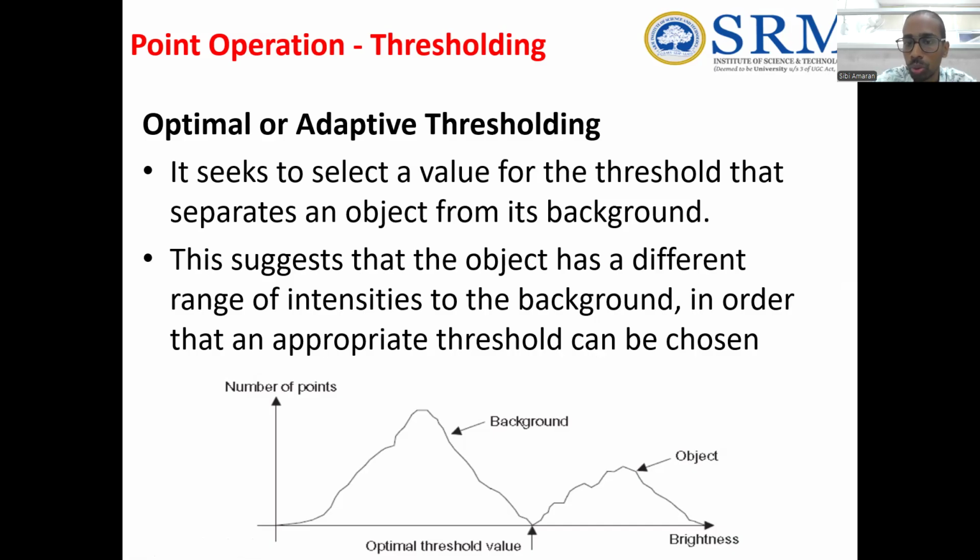So now 1 comma 0. If I apply the threshold, for the background I will apply a higher threshold than the object. So for the background I will apply 1, and for the object I will apply 0. The background range of intensity will be higher than the object, so automatically the background will be highlighted more than the object. If I give the object the range of intensity as 1 and the background 0, the object will be highlighted more than the background.